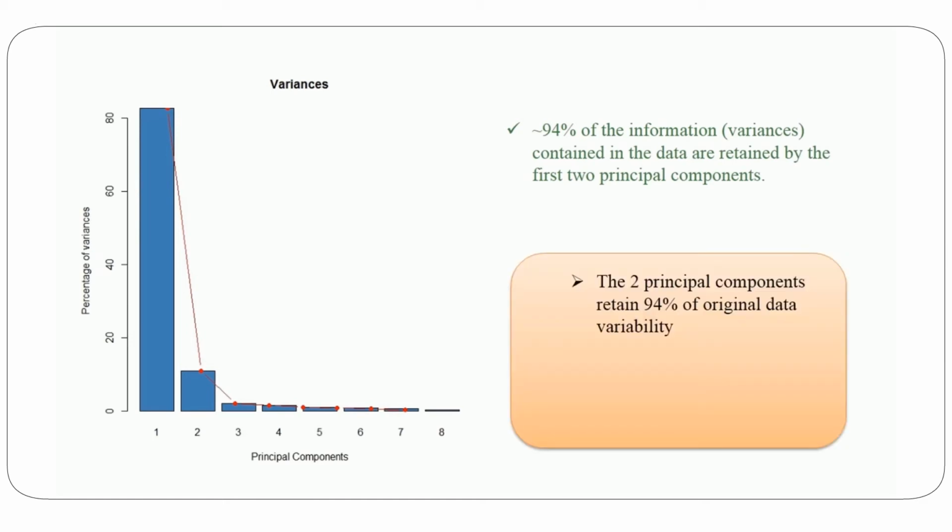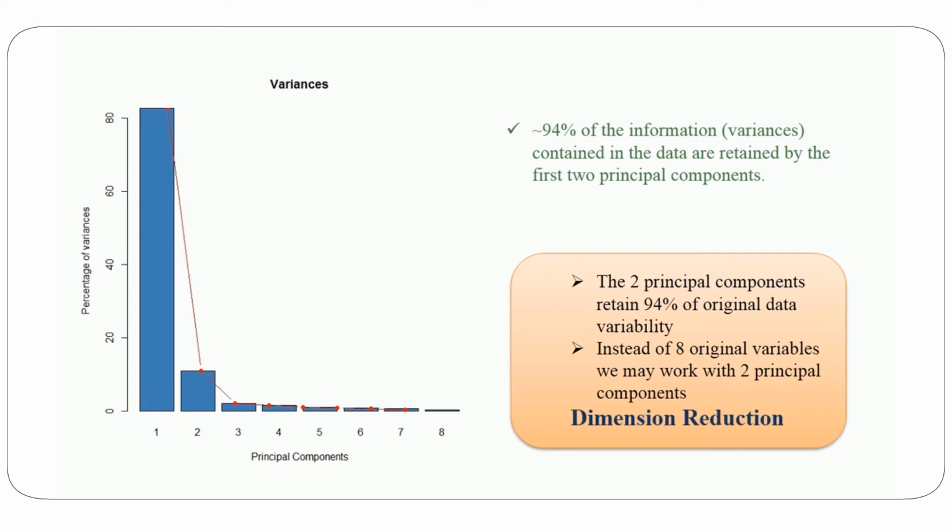Note that the first two principal components retain about 94% of the original data variability. So, instead of the original 8 variables, we may work with the first two principal components without losing much information. Hence, we may conclude that we have a reduction in the dimension.